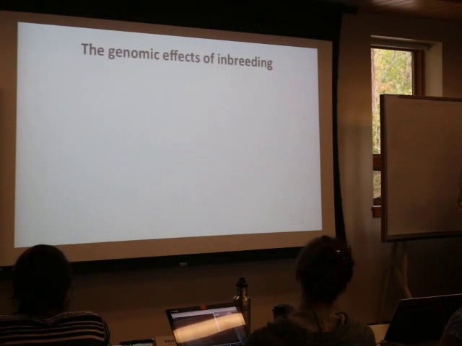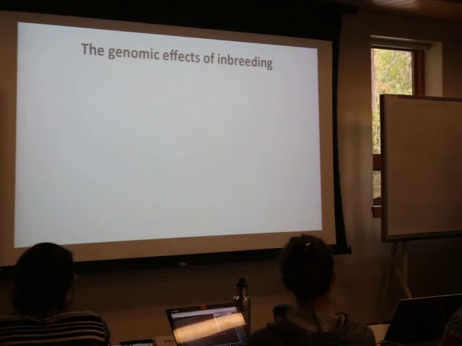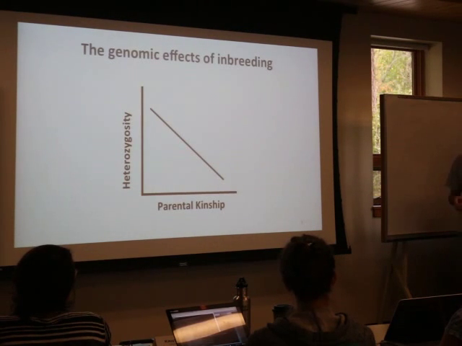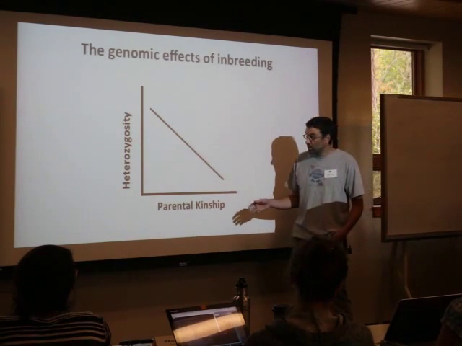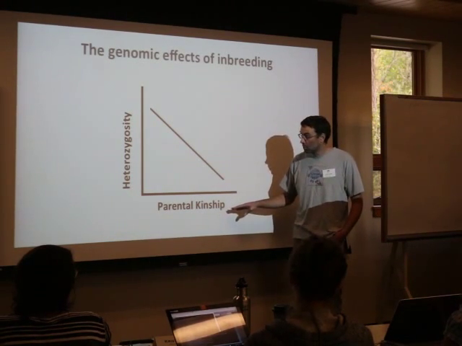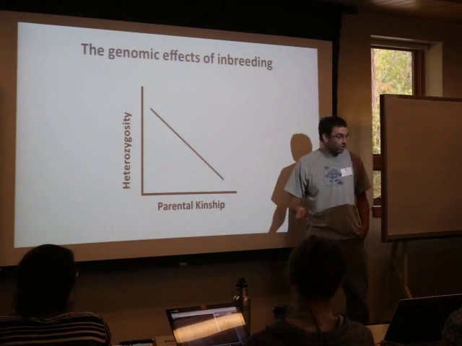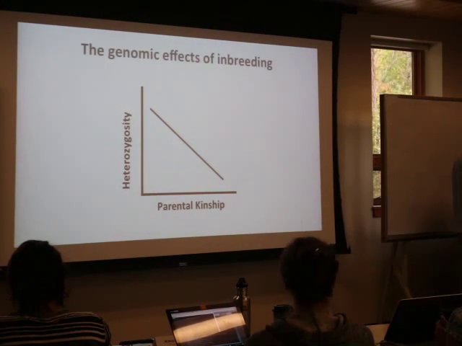So before I talk about how we measure individual inbreeding, I want to talk specifically about the genomic effects of inbreeding. So how does inbreeding affect the genome? I've already said that the major effect of inbreeding on the genome is that individuals who have more closely related parents have lower heterozygosity. Why does this happen?